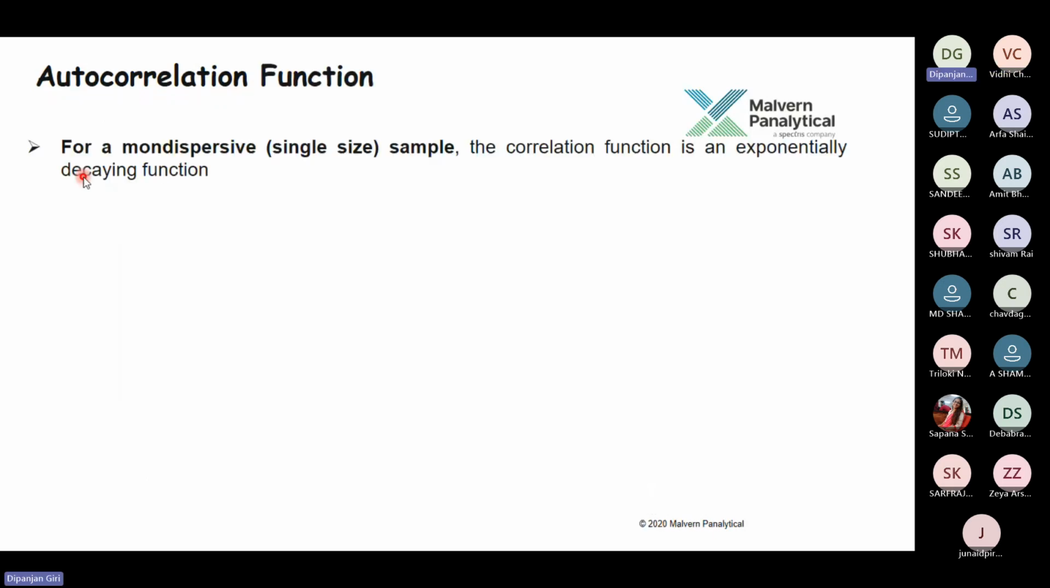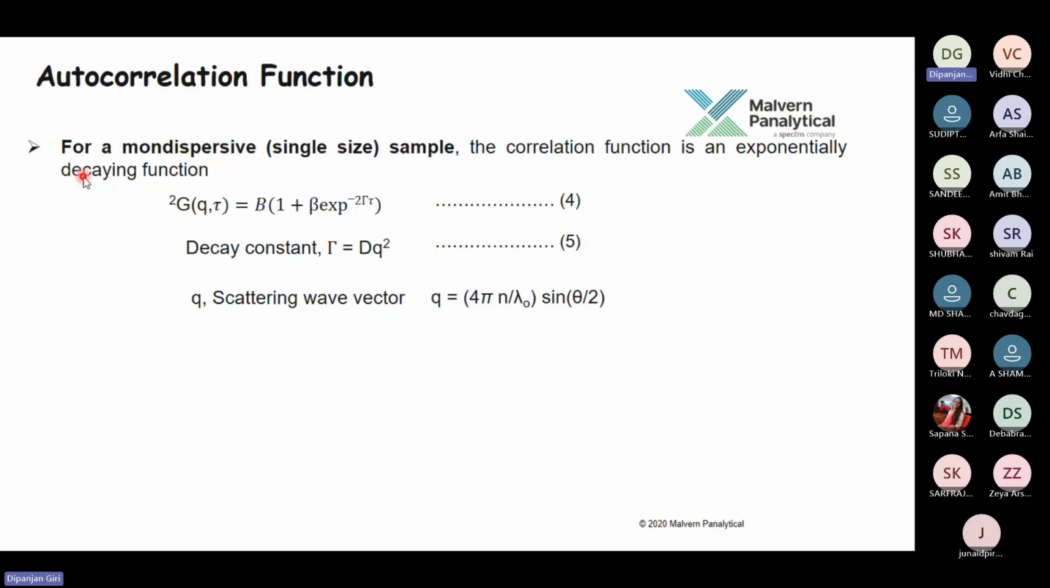For a monodisperse sample, because it has very little polydispersity and a single size, the correlation function will be an exponentially decaying function, which can be given as follows, where gamma is known as the decay constant or decay rate, and it is related to D and q in this manner. q is the scattering vector, which is given by 4 pi n by lambda 0 sin theta by 2.